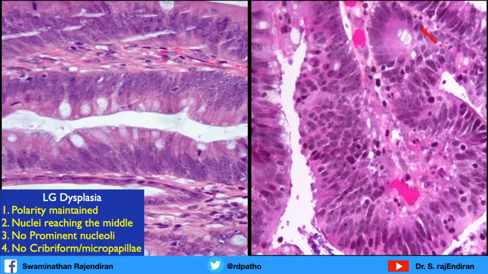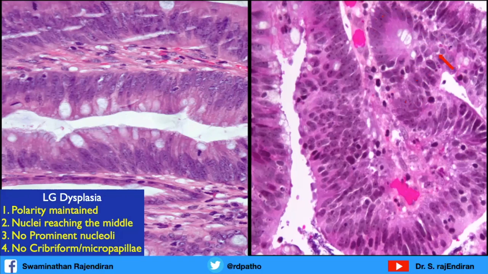And see the cribriforming. And this is a micropapillary process. Since it's a high power, you are not able to appreciate it better. I will show it to you in the other pictures. But here you can see cribriforming. What happens in cribriforming? It is not crowded back-to-back glands. It is epithelial growth within a gland. This itself is a single gland. Within that gland, this epithelium is growing and connecting the other side of the lumen.